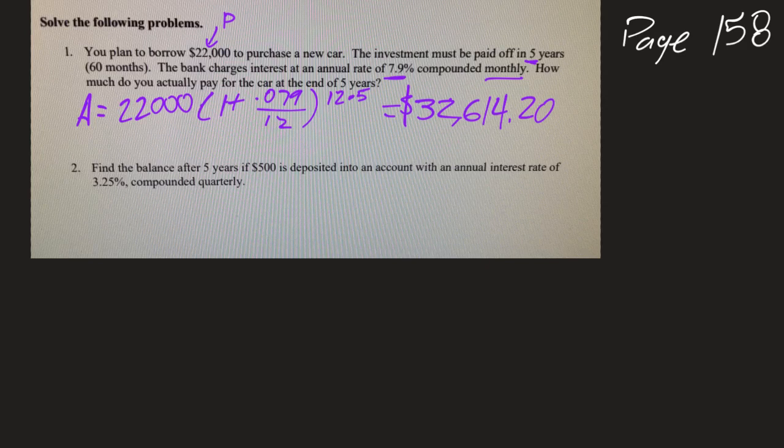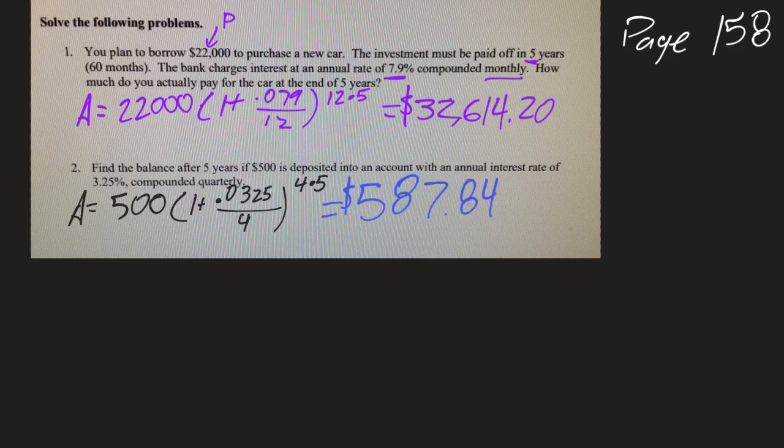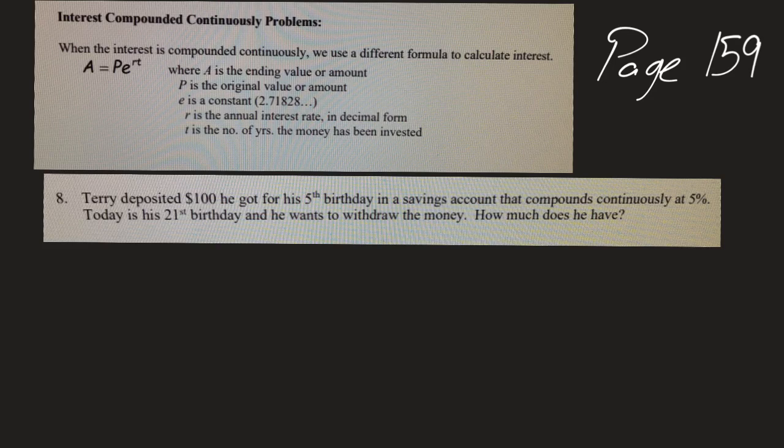Okay, so pause, see if you can get the same setup as me, then see if you get the same result at the end. Here you can see my setup: 500 times (1 plus 0.0325, which is 3.25%, over 4) raised to the power of 4 times 5. And if you crunch out your number, you'll get $587.84.